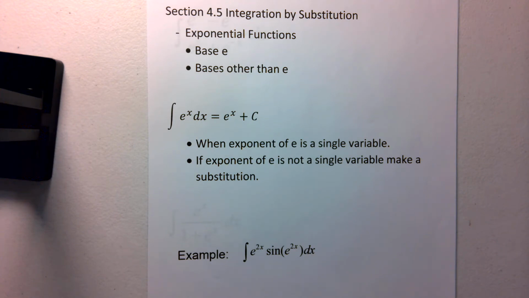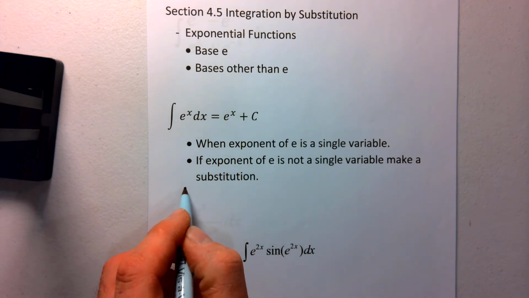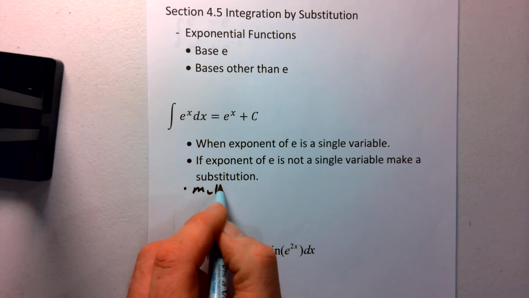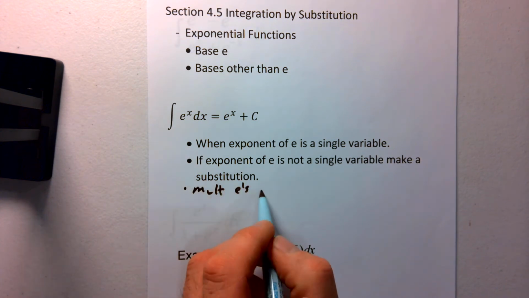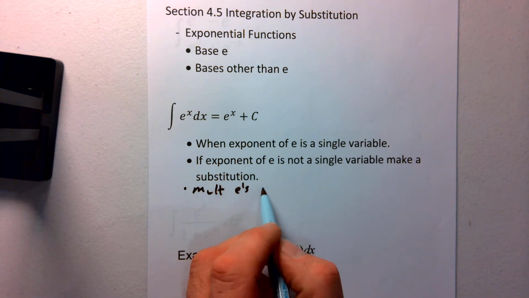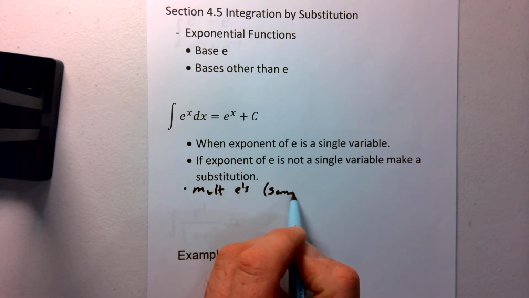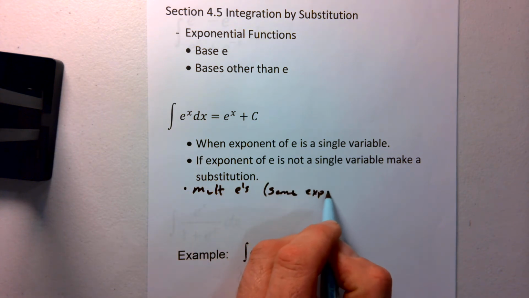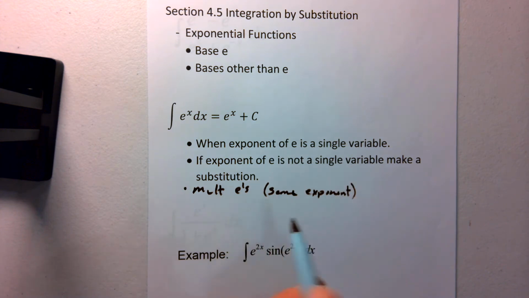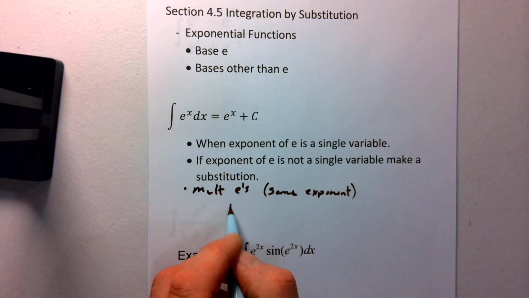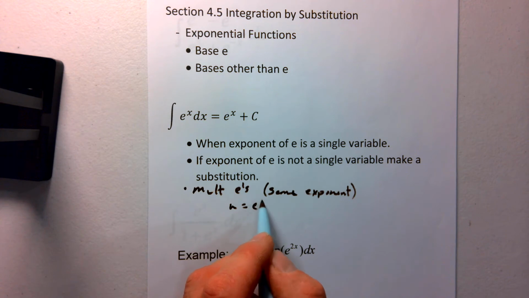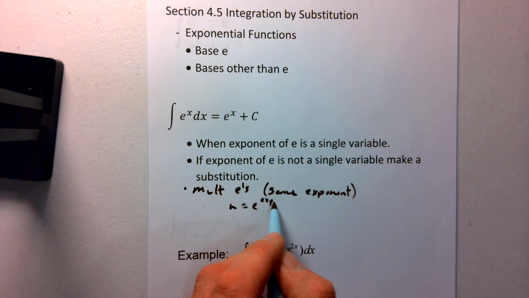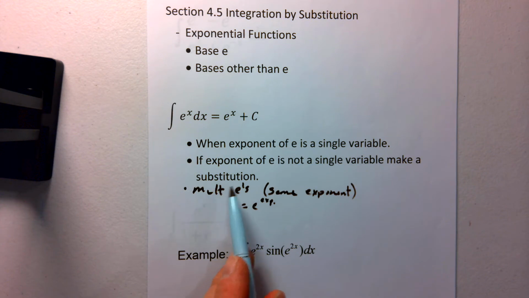Now, we are going to see where we have multiple e's in our problem. I guess I should put another bullet in there. If there's multiple e's, you will probably see that the e's have the same exponent. And then in that case, you're going to let u equal e to whatever that exponent is. We'll put exponent up here. So if there's multiple e's, we're going to make that e to that exponent be our u.